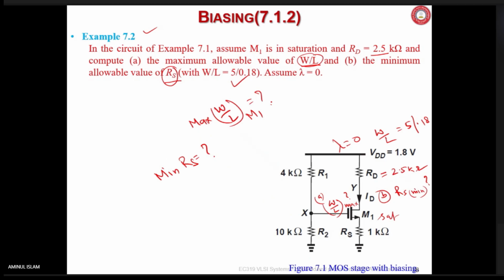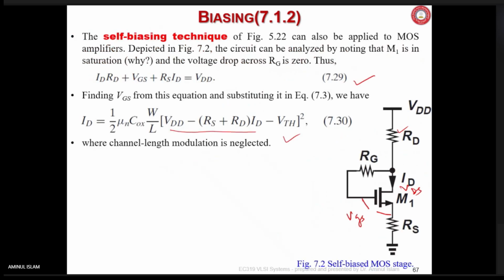In this diagram, so many things are given: R1, R2 are given, RD is given as 2.5 kilo ohm, and lambda is given to be 0. W by L of the device is given as 5 by 0.18. And this device is operating in saturation region. Based on this, we can calculate it. You try yourself, we'll see something else.